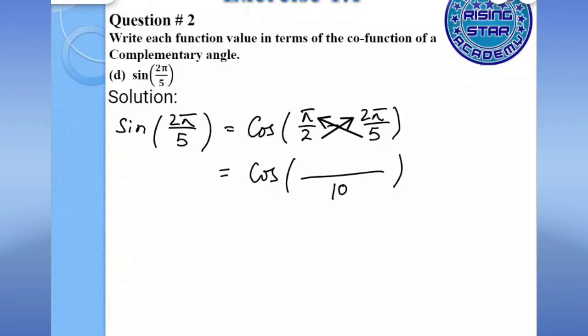So now we will write 5 pi minus 4 pi. That would be cos of 5 pi minus 4 pi over 10, which would become pi over 10.